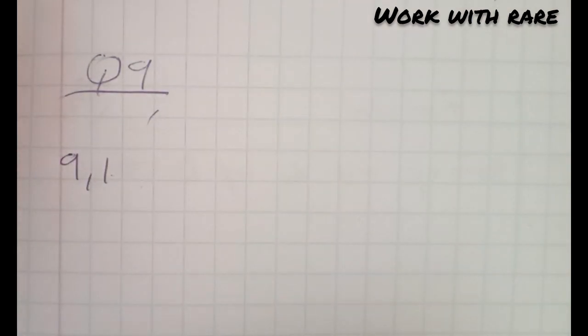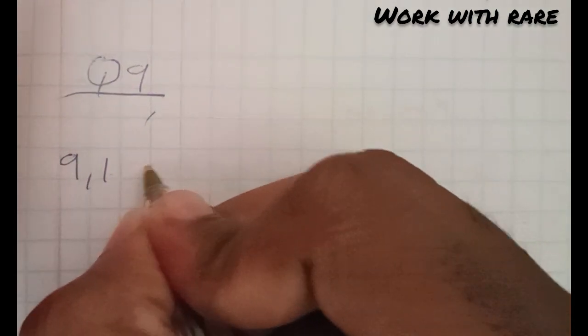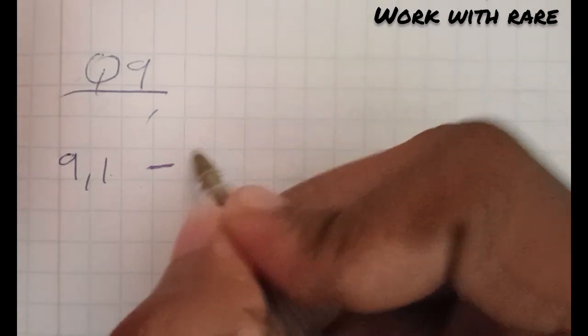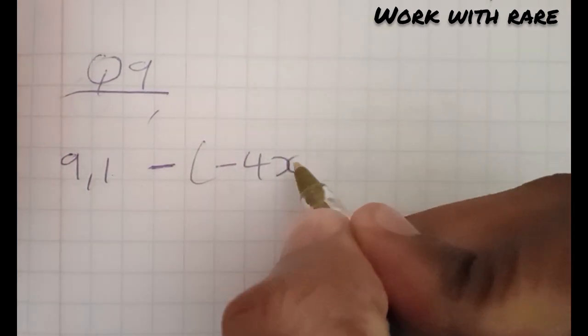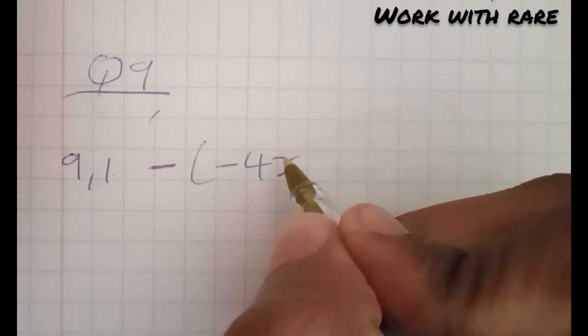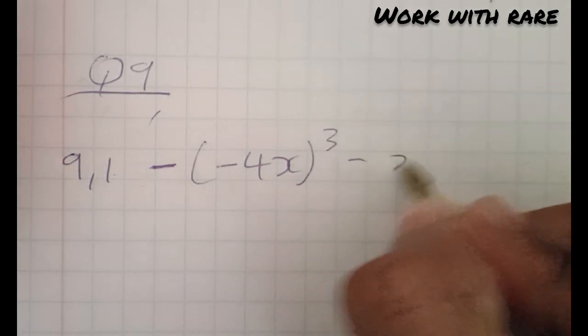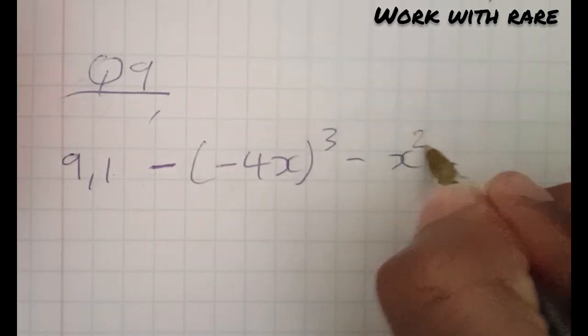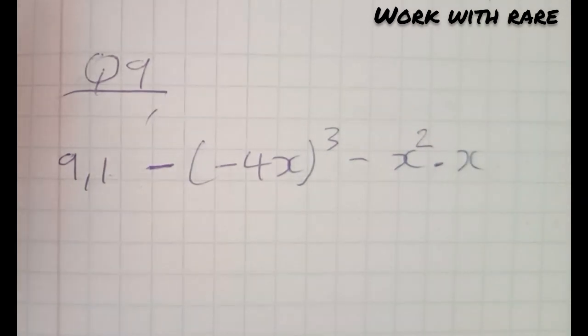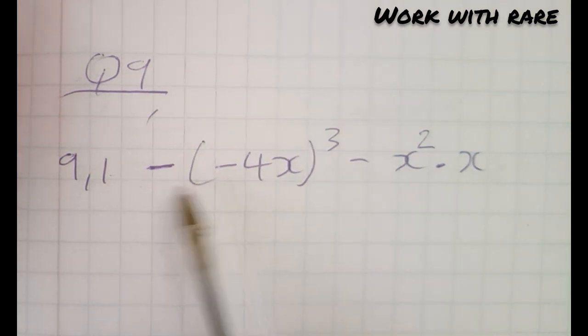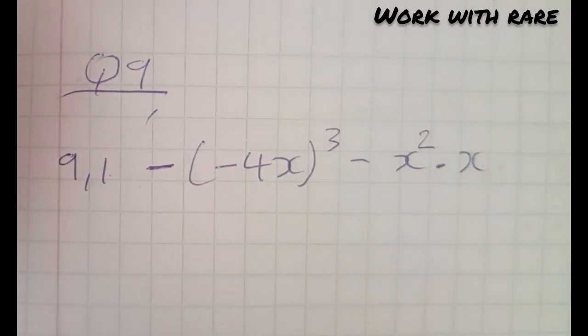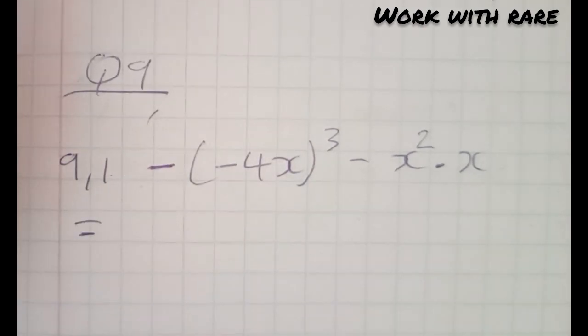9.1, it says we have negative, then here we have negative 4x, close the bracket, to the exponent 3 minus x squared multiplied by x. You see, so in this case I'll use the laws. Remember the law of exponents. Okay, so first step here, I have to break this bracket. Okay, so I'll say equals to.